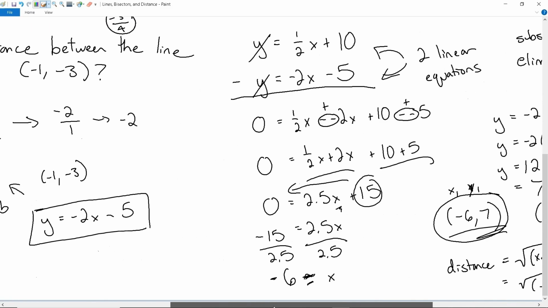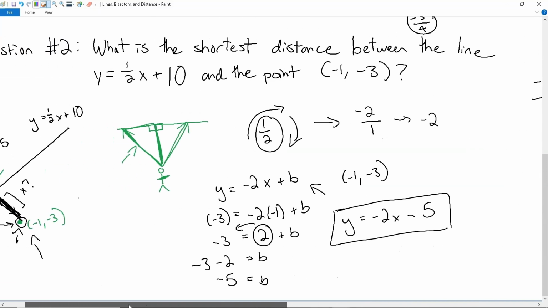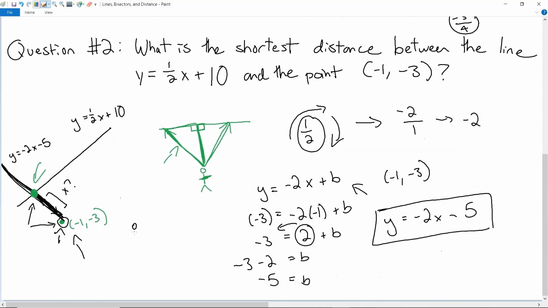Now, we weren't given any units of measurement in this question, so really the answer would just be the shortest distance is the square root of 125 units.